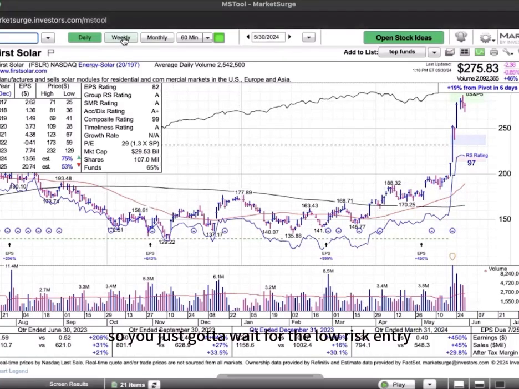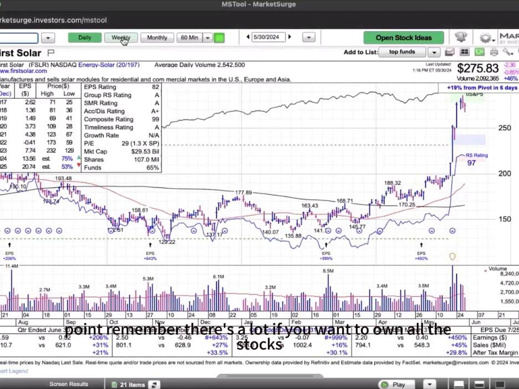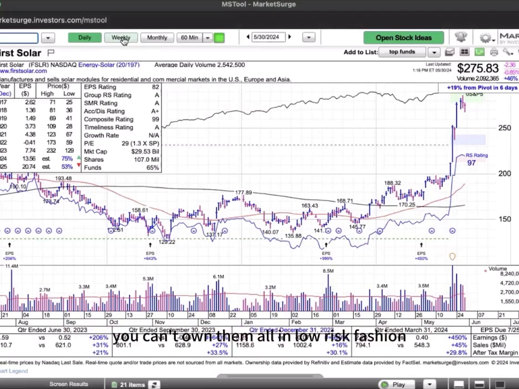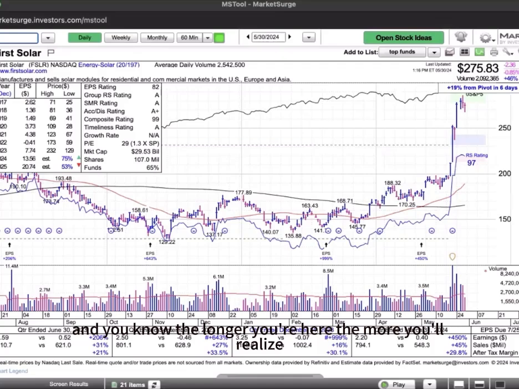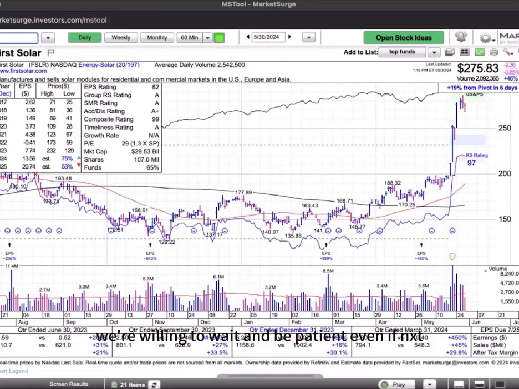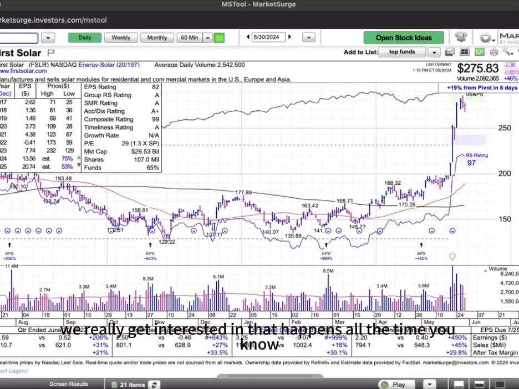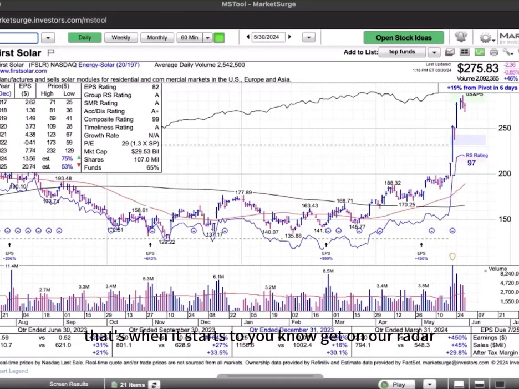So you just got to wait for the low risk entry point. Remember, if you want to own all the stocks, you can't own them all in a low risk fashion. You're going to have to sacrifice one for the other. And so the longer you're here, the more you'll realize we're willing to wait and be patient. Even if NXT might double from here before we really get interested in it, that happens all the time. That's when it starts to get on our radar and we potentially entertain it for purchase.